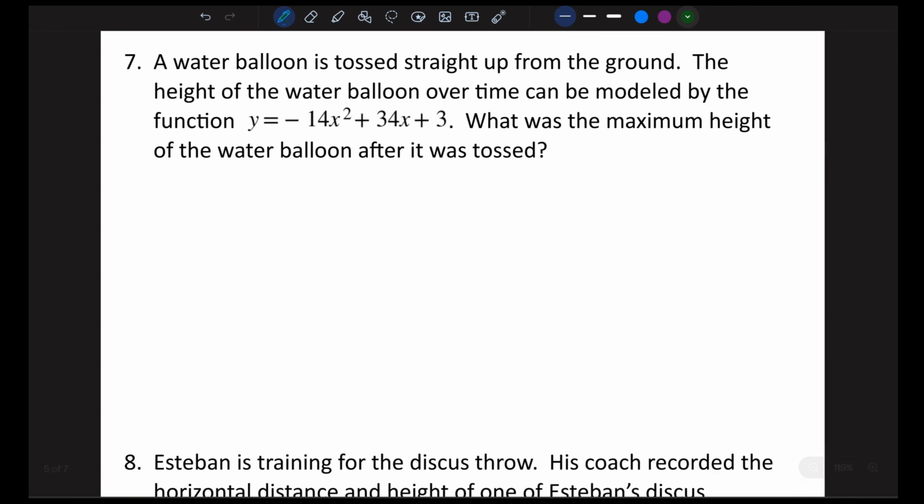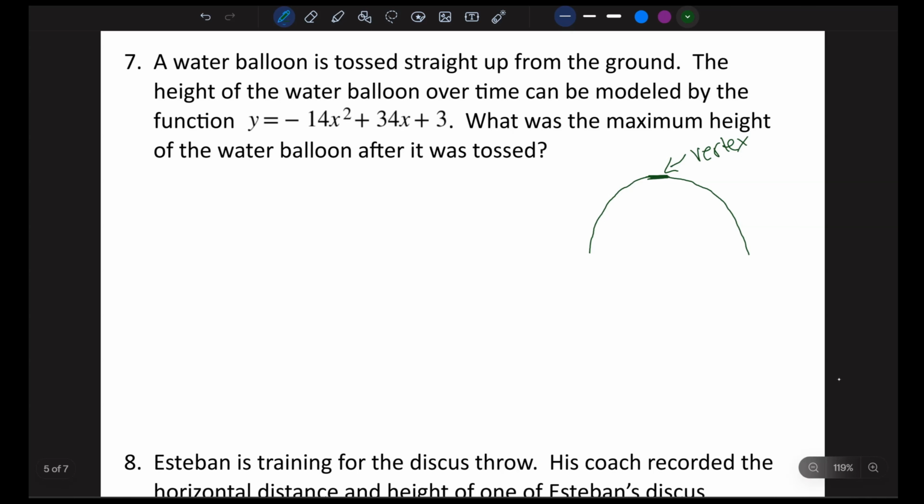A water balloon is tossed straight up from the ground. The height of the water balloon over time can be modeled by the function y equals negative 14x squared plus 34x plus 3. What is the maximum height of the water balloon? So if I toss a water balloon, it's going to make some kind of upside down U shape. And the maximum height would be this spot right here, which is my vertex. All right, so I need to know the maximum height. That's the Y value of the vertex.